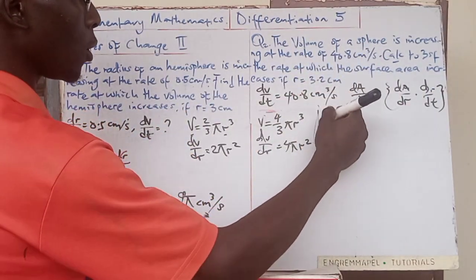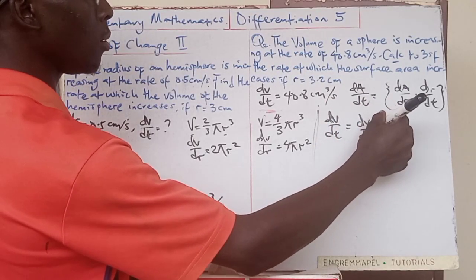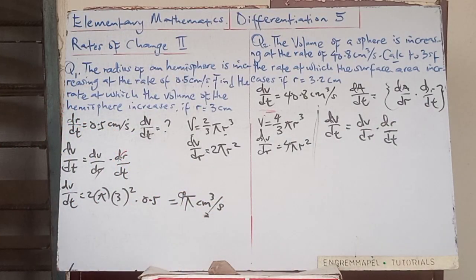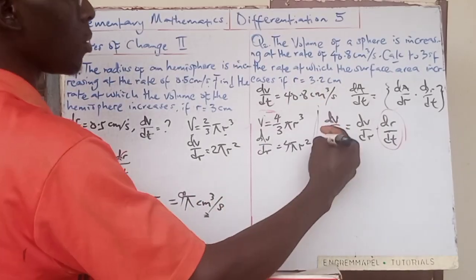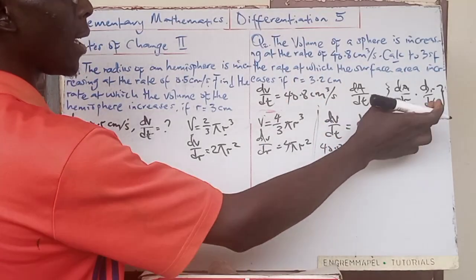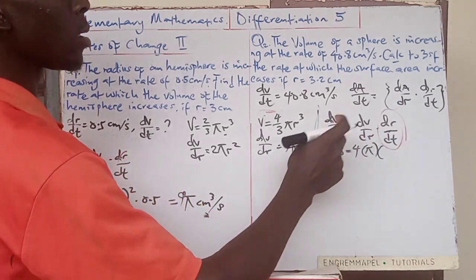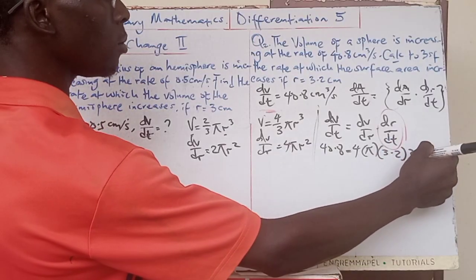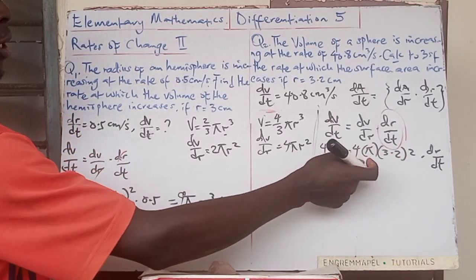So now, solving further, we say dV/dt equals dV/dr times dr/dt. My main focus is to find this, dr/dt. That's what I'm looking for now. Since I have these two, I'll just insert them. You have given me this one in the equation as 40.8. Then I have dV/dr here, 4 pi times the radius 3.2 squared, multiplied by dr/dt. So dr/dt will be 40.8 divided by this.